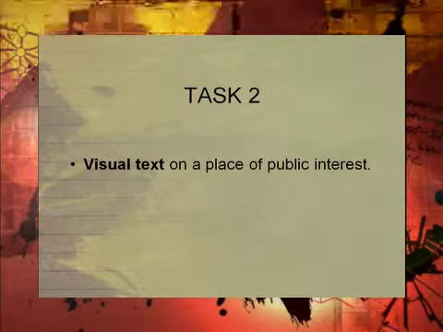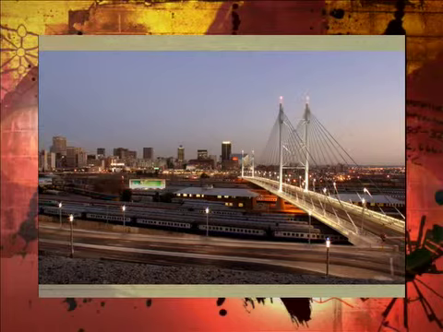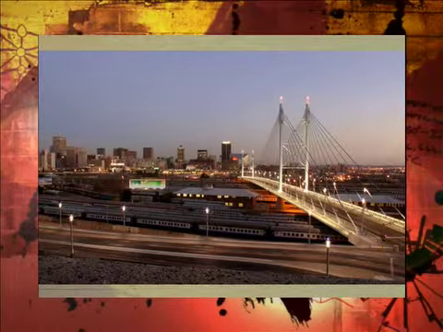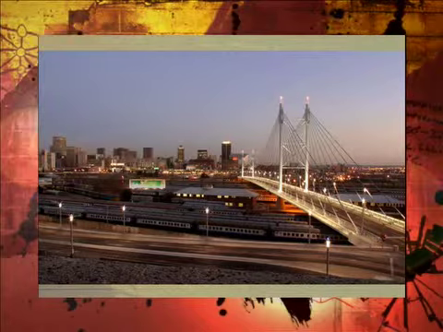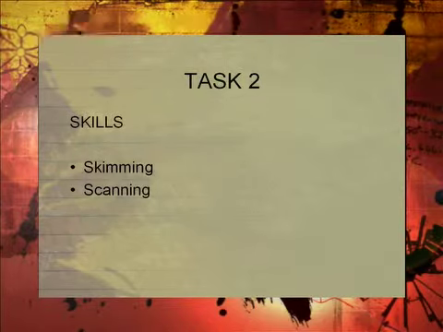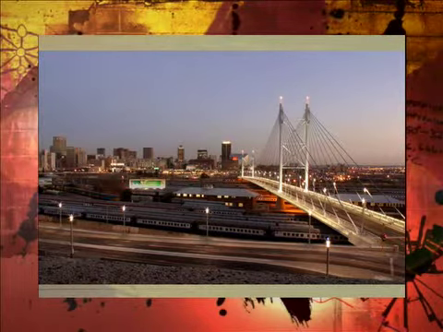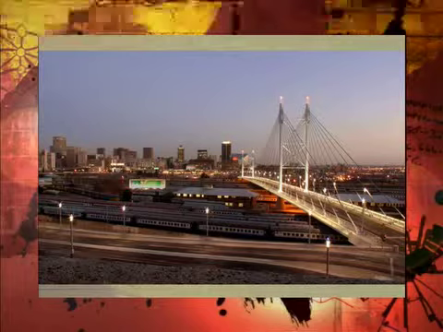Our second task is on a visual text, a place of public interest. And what we've chosen here is the Nelson Mandela Bridge. So have a look at that photograph. You would use the skills of skimming and scanning. So you start by taking a quick look. Yes, I can see the bridge on the right-hand side. I can see the city in the background. And what's that at the bottom? Oh, those are trains. Then you would look more closely. Here, use any questions that you might be given to help you focus more closely on that text.